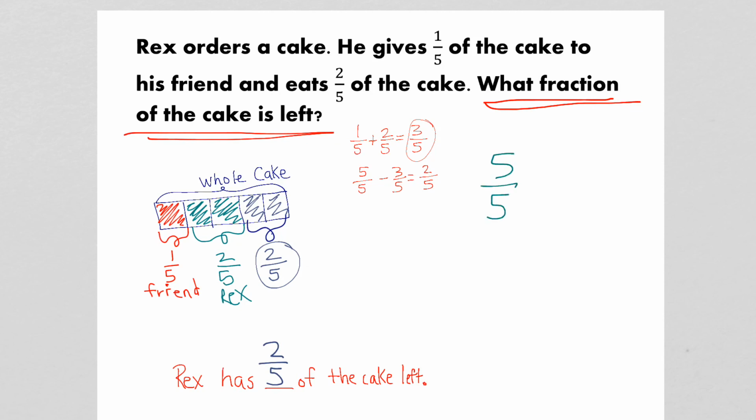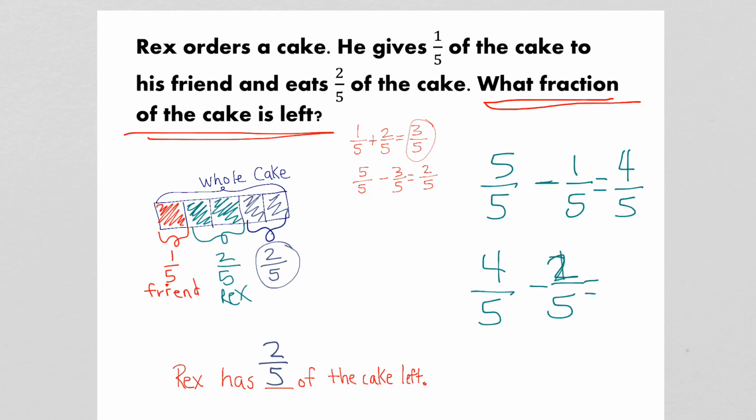Some friends might have started with the whole, which was 5/5. They might have taken away the 1/5, which was given to Rex's friend. So he was left with 4/5. Of the 4/5, then Rex ate 2/5. And he was left with 2/5.